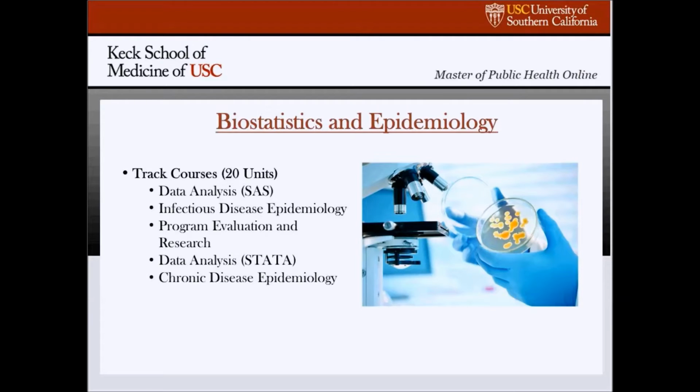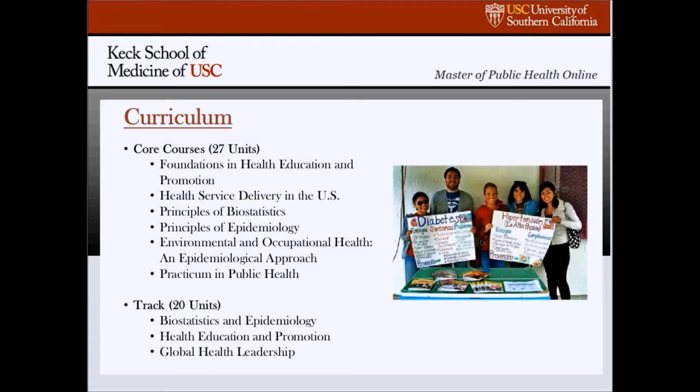The core courses are 20 units. The track you choose will consist of 20 units as well, and your practicum will consist of 7 units. In total, there are 47 units in the program. Classes in the core curriculum consist of the following: Foundations in Health Education and Promotion, Health Service Delivery in the U.S., Principles of Biostatistics, Principles of Epidemiology, Environmental and Occupational Health and Epidemiological Approach, as well as our practicum.